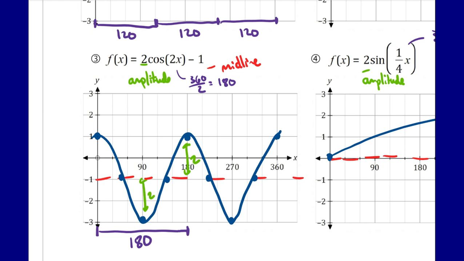Now, because I have to compress everything into 180 degrees, or half the distance that I had, my x values all have to be divided by 2. So instead of being at the midline at 90, I'm at the midline now at 45 here. My minimum, instead of being at 180, is at 90. Oops, not meant to do that.